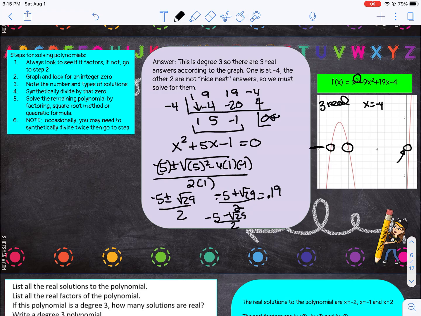If we try the other one, -5 minus the square root of 29. So again, use that fraction button on your calculator, type in those values. I'm going to get about -5.19. So there, I can see there's 5, and that's a little past 5. So at least the answers I'm getting are realistic.